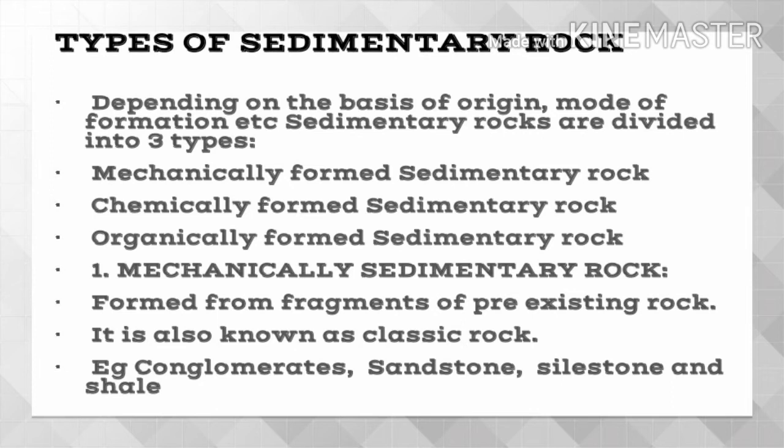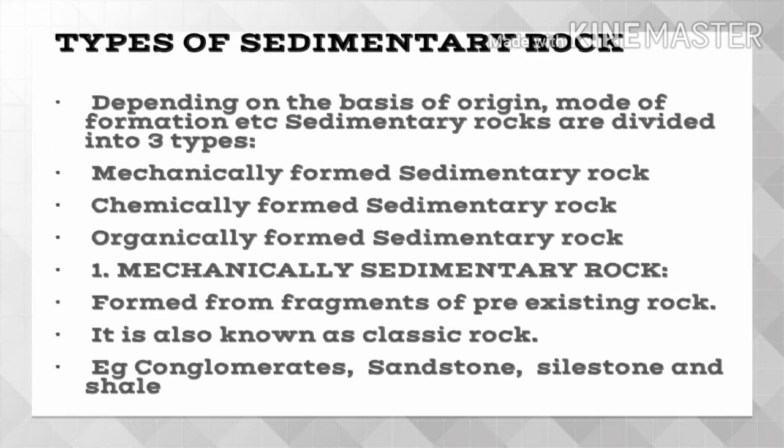So now we are going to deal with the first type of sedimentary rock, the mechanically formed sedimentary rock. This mechanically formed sedimentary rock is formed from the fragments of the pre-existing rock. When the process of weathering and erosion takes place, the eroded material is transported to the bed of the river or to the ocean floor, and then the compaction effect takes place. Thus the mechanically formed sedimentary rocks are formed. It is also known as clastic. Sorry, here there's a spelling mistake. It's written classic. It's not classic, it's clastic rock.